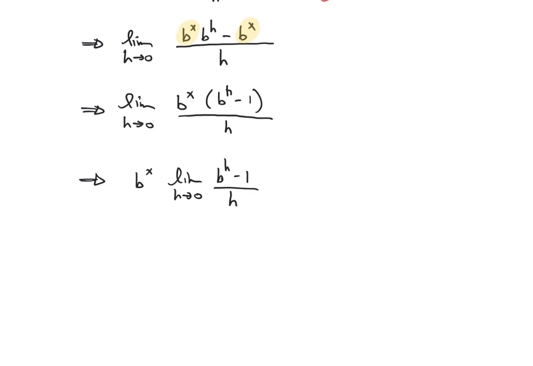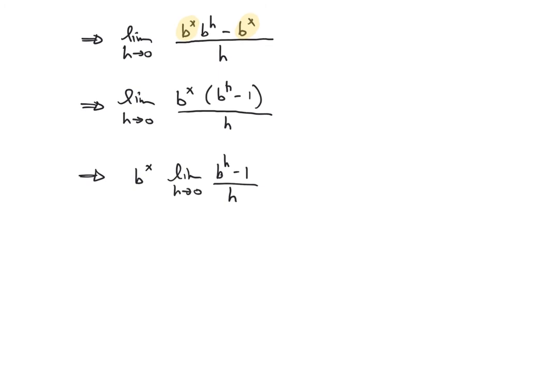Okay, so let's put together what we have so far. We have the derivative of b to the x so far is equal to b to the x times the limit as h goes to 0 of b to the h minus 1 divided by h.